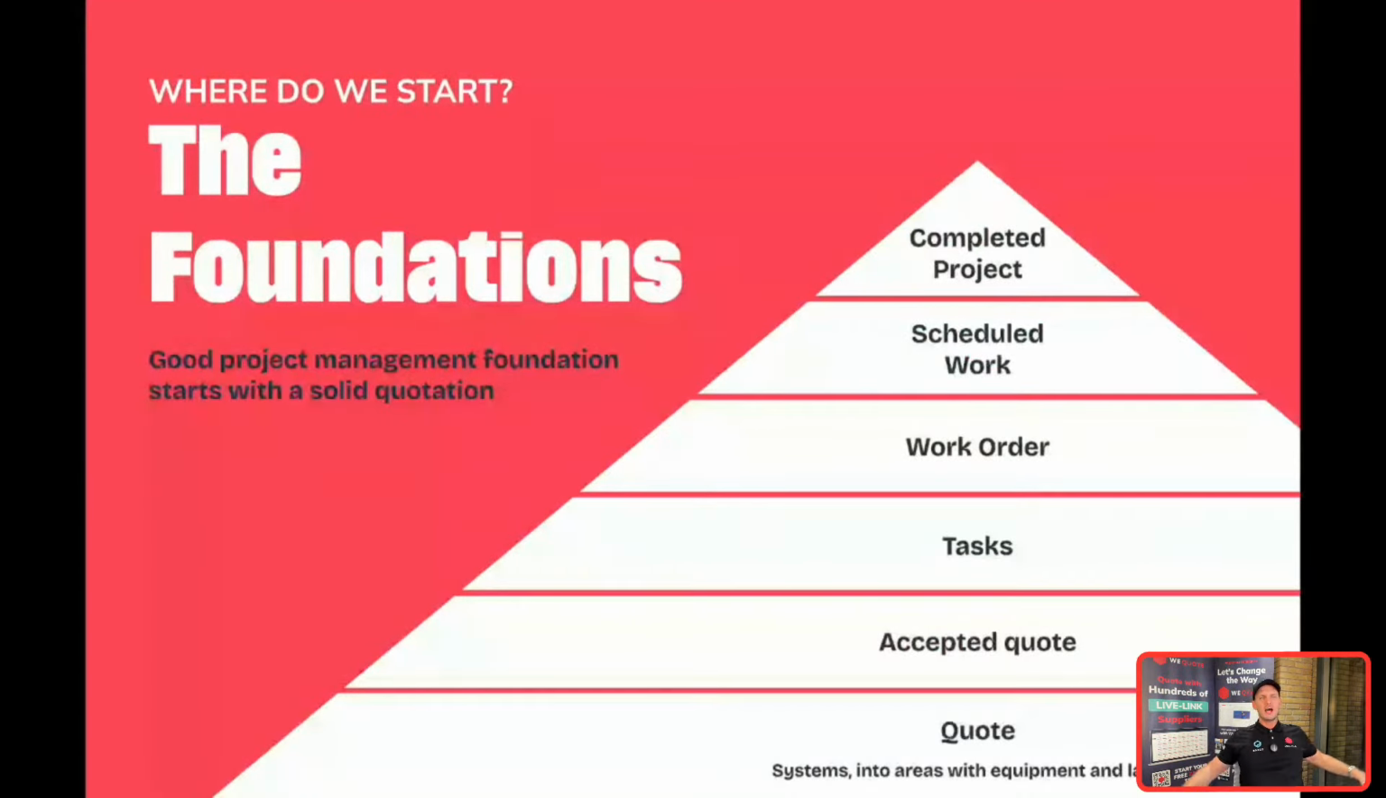So the hierarchy of tasks, and this is where I want to start. So we're going to be going through the quote itself, a good, solid foundation. Everything starts with a good proposal. Then we're going to move to that quote to be accepted, then the tasks, then the work orders, then scheduling the work, and then obviously marking off these tasks as completed.